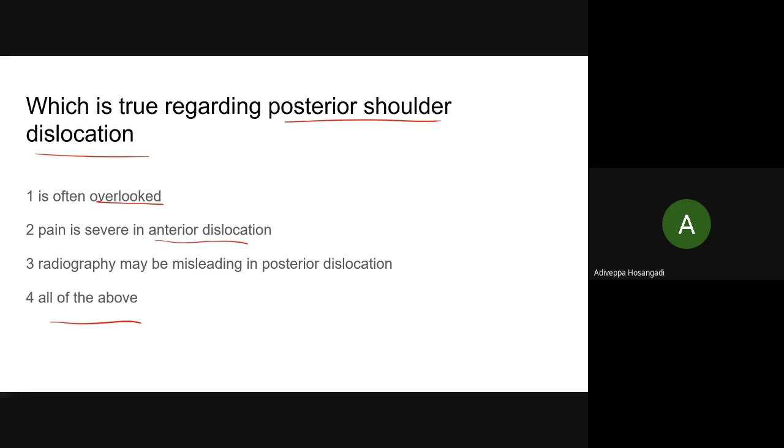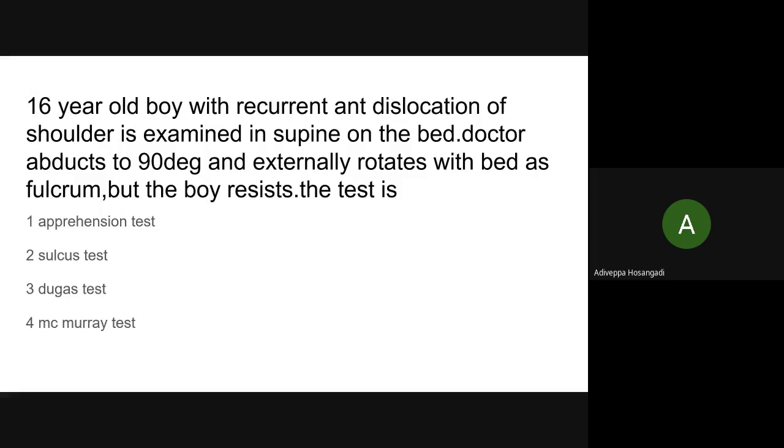Okay, this is very, very important about posterior dislocation of the shoulder. A 16-year-old boy with recurrent anterior dislocation is examined supine on the bed. The doctor abducts 90 degrees and externally rotates with the bed as a fulcrum, but the boy resists. The test is very simple, isn't it? Instead, I would ask what this test is.